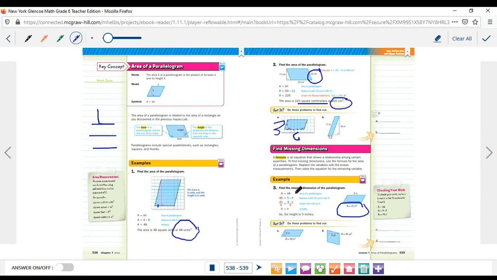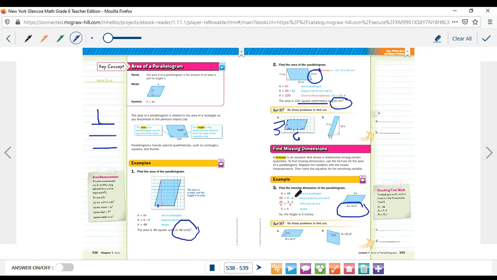So you write out your formula. A equals B times H, okay? Then you fill in what you know already. We know 45 is the area. I'm going to put it here. We know that 9 is the base. I'm going to write 45 equals 9 times H. H is the variable that we don't know. It's called our unknown.